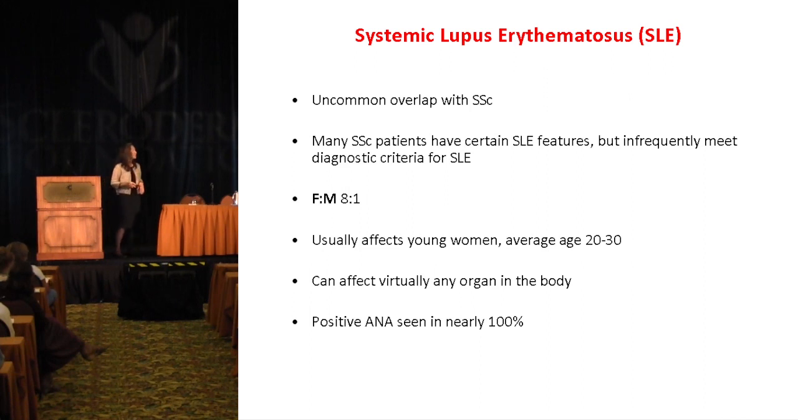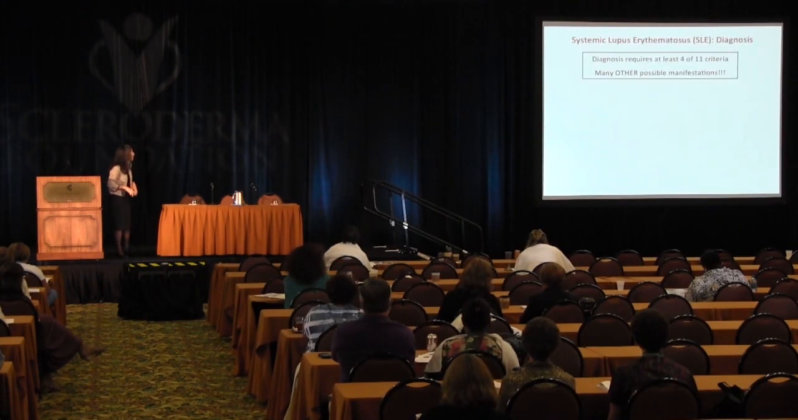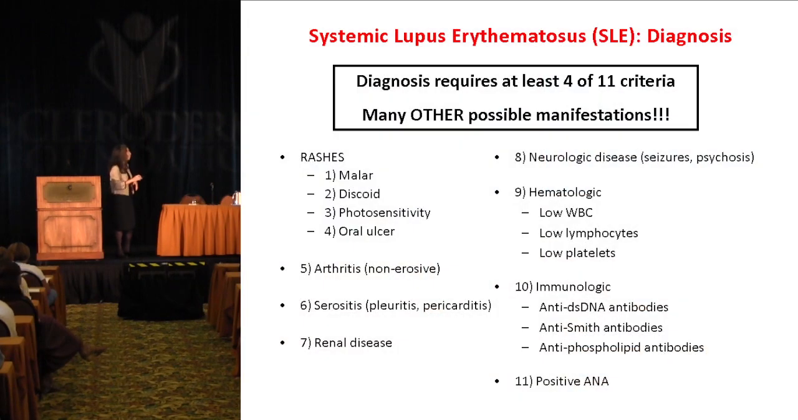The thing about lupus is that it's always humbling because it can affect any organ in the body in any way at any time. So it's just one of these very difficult, complex diseases. I'll mention the ANA again because it's positive in almost everybody with lupus. It's almost required to make a diagnosis of lupus. So to make a formal diagnosis, you require at least 4 of 11 different criteria, although I'll mention there's many other possible manifestations. So these are criteria that are used for research studies for the most part.